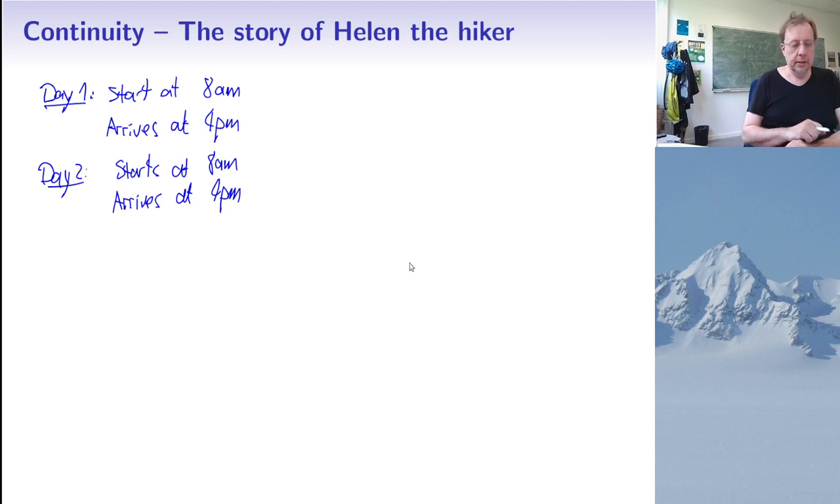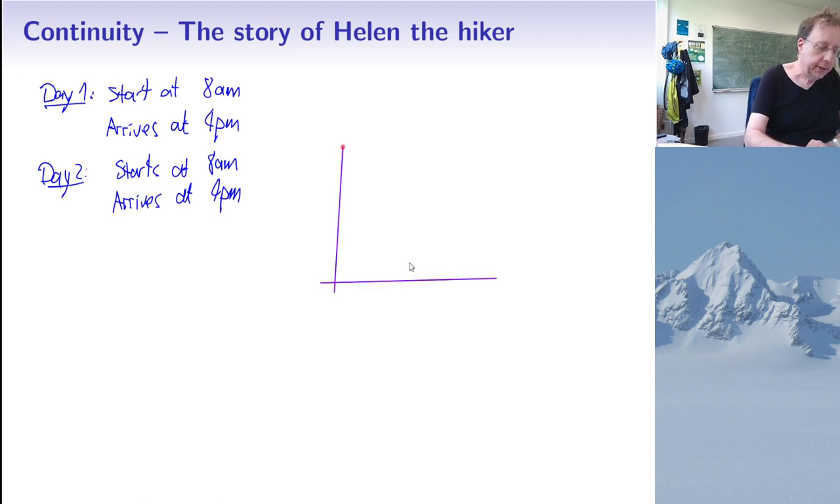And how do you show that? Well, you use properties of continuous functions. So here I have time, here I have position, and on both days I start at 8 a.m. and I stop at 4 p.m.